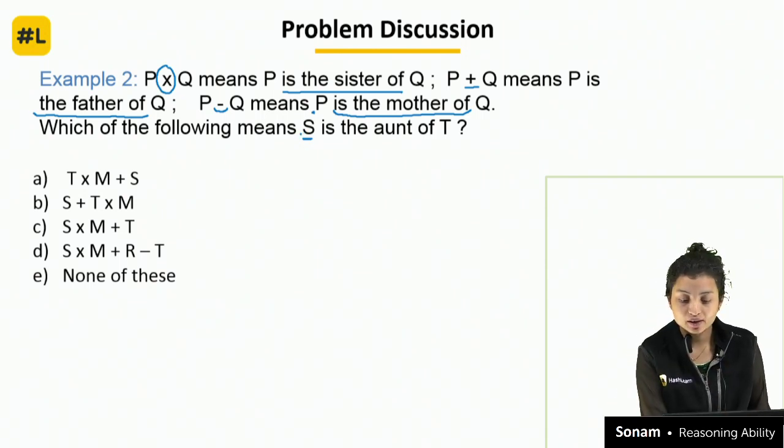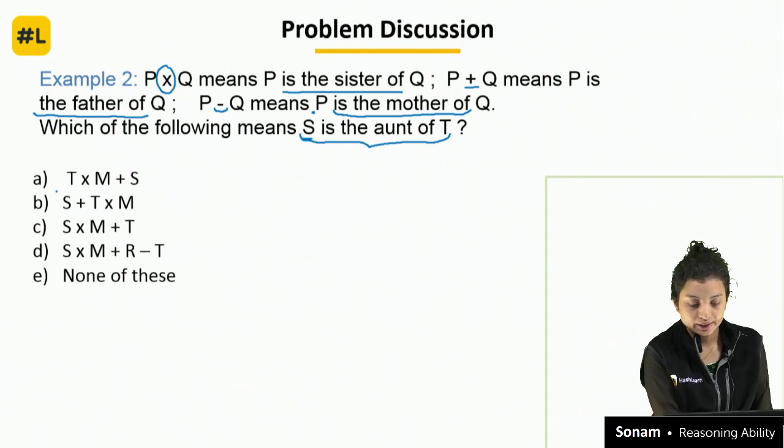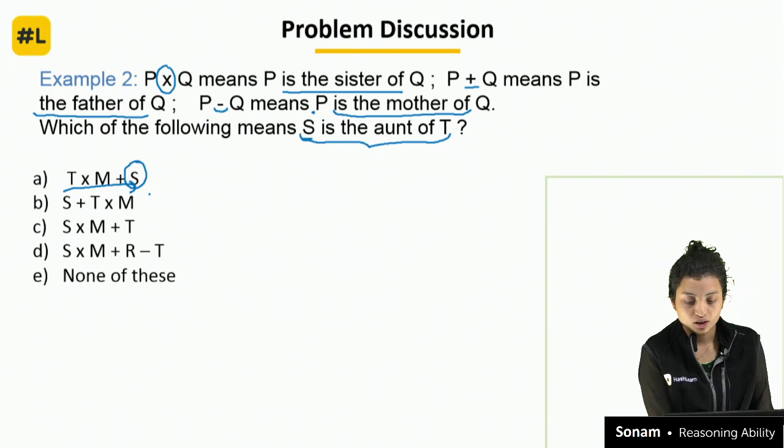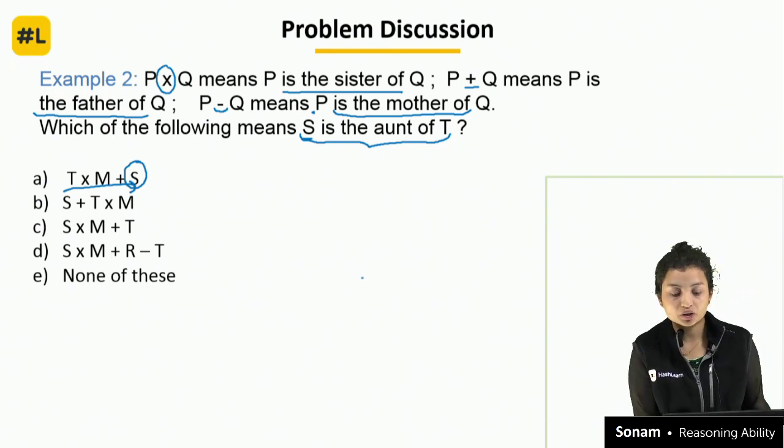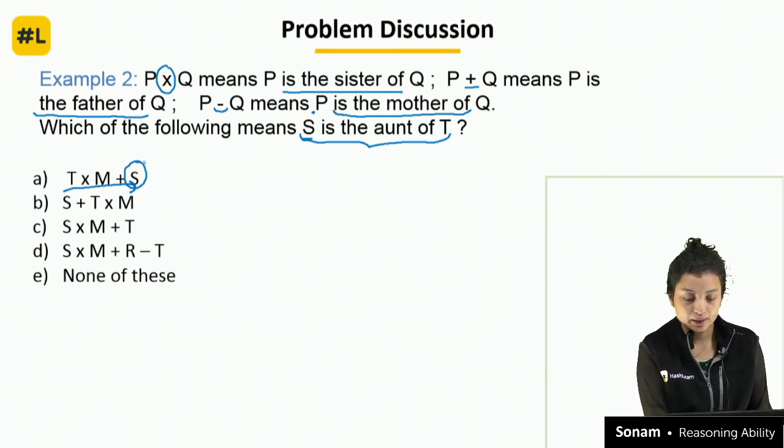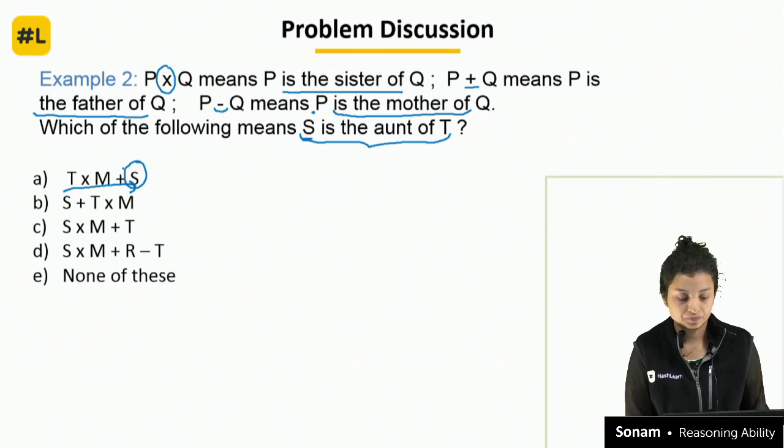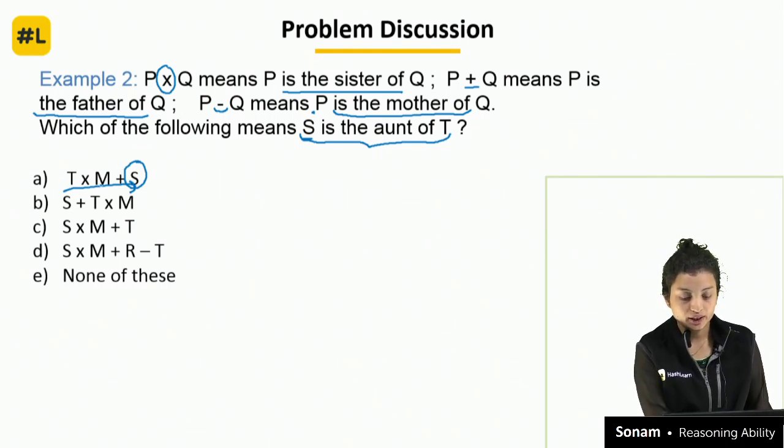Because here I want S to be aunt of T, and this entire expression ends with S. So no matter what, you will not get the gender of S. Will I be able to get the gender of S? Okay, if you are not able to understand, let's draw it. T into M means T is sister of M by this statement, correct? Into means sister of.